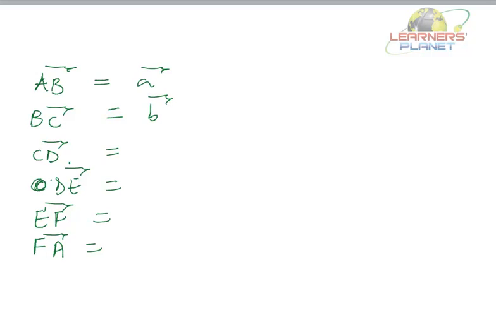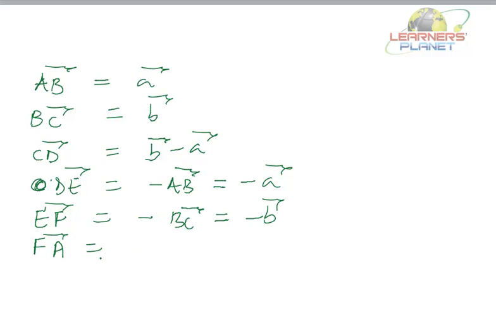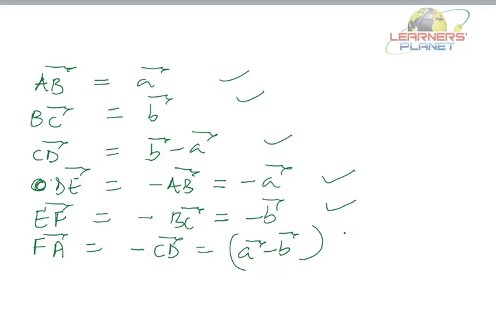A and B are given. Just now we found out CD, which is B minus A. DE will be negative of AB vector, which is minus A vector, and EF will be negative of BC vector, which is minus B vector, and FA will be negative of CD. So this will be A minus B. So this is how you will express all the 6 sides using the 2 vectors which are given to you, and remember that these 2 are adjacent vectors.